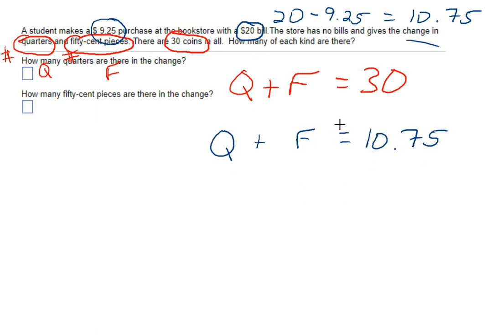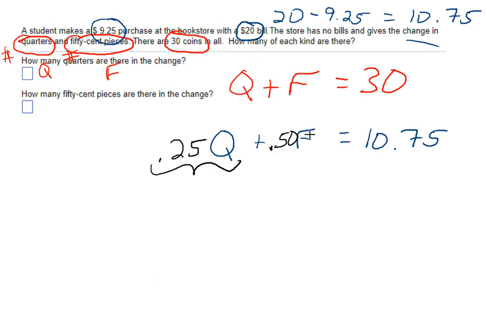But if you set up your equation like this, you're being too vague about what Q and F are representing. Q is the number of quarters, and so you don't want to take the number of quarters plus the number of 50-cent pieces. That doesn't add up to the value. What you need to do here is multiply the number of quarters you have by the value of each quarter, which is 25 cents. So each quarter is worth 25 cents. And together that gives me the value of the quarters plus the value of the 50-cent pieces.